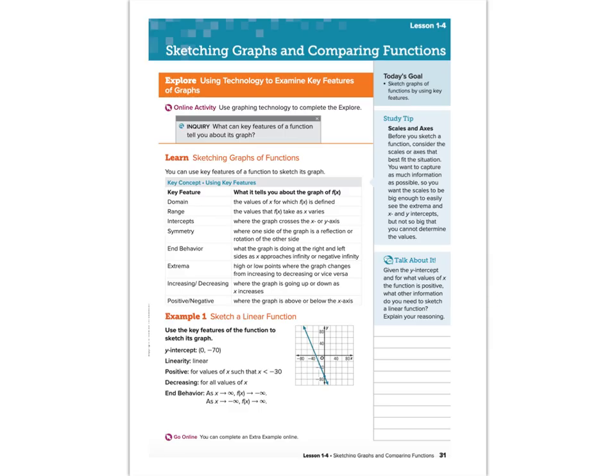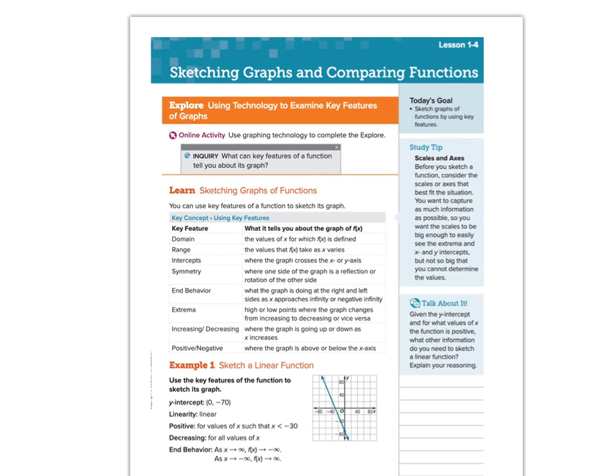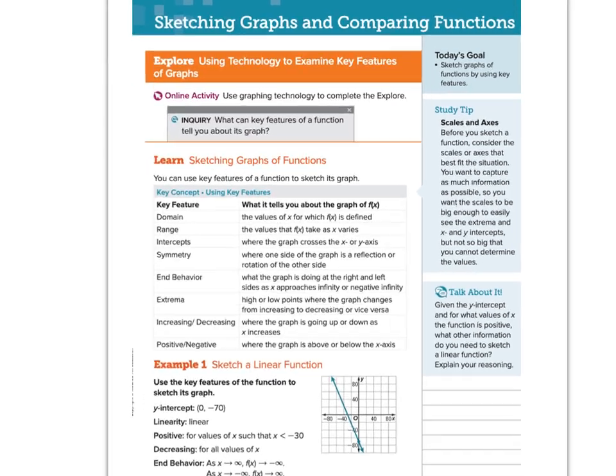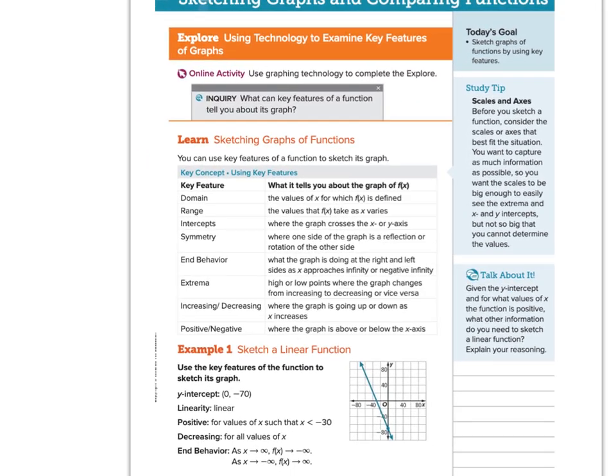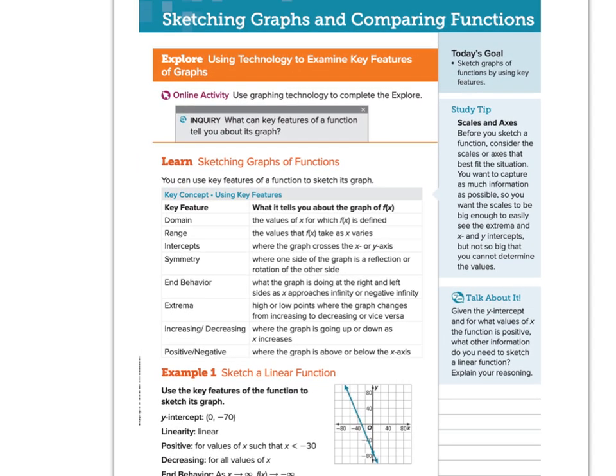Now, sketching graphs and comparing functions. This is connected to what we've talked about for the continuity and the intervals and continuing on. So sketching graphs, understanding some of the key concepts here. Your domain, remember my x values, my y values, where I cross over the intercepts, the symmetry of a function, end behavior, using my extrema, and then understanding the increasing and decreasing.